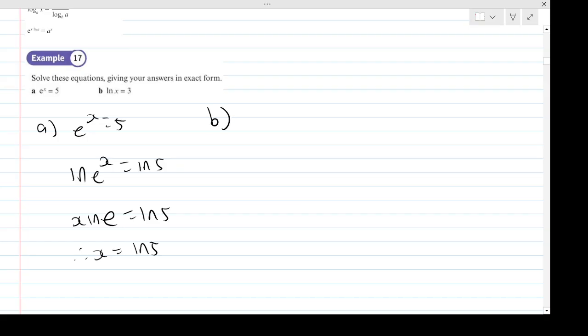Part B, it wants you to pay attention. It wants you to answer in exact form. That means no decimals. Ln or log is exact form, just like with fractions or anything like that. Part B, we have ln x is 3. We want to solve for x.